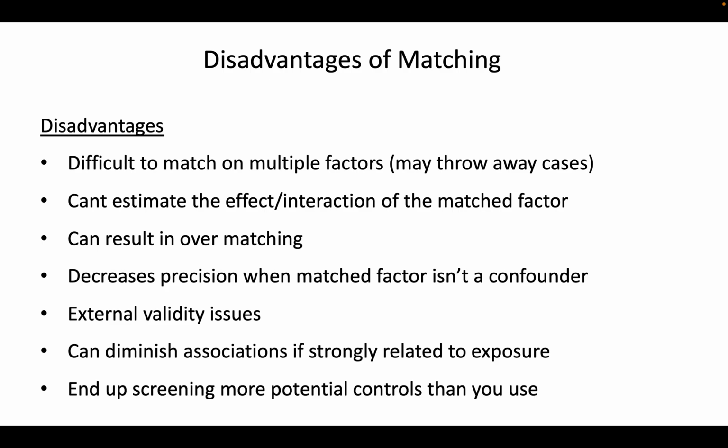And you end up screening way more controls than you need. Let's say there's a really common combination of your confounders, and you reach your 4-to-1 ratio of controls to cases. From then on, whenever you screen someone who has that combination of confounders, you're going to have to discard them even though you put effort into screening them, because we've already reached the maximum number of people to assign to those cases.